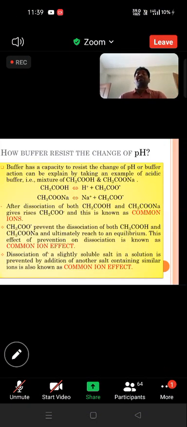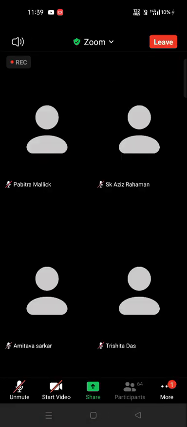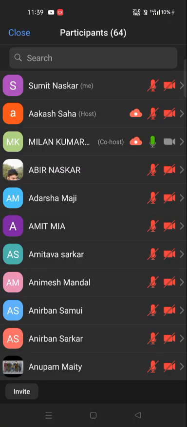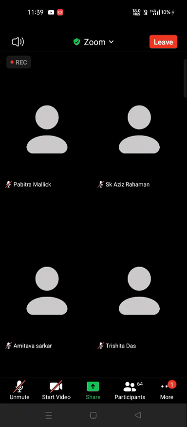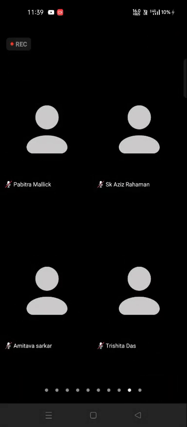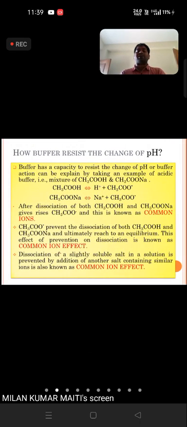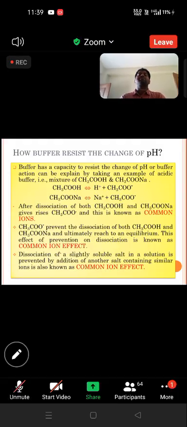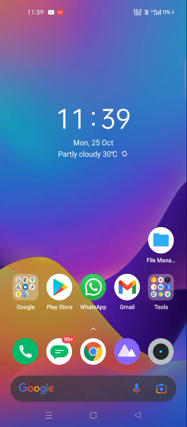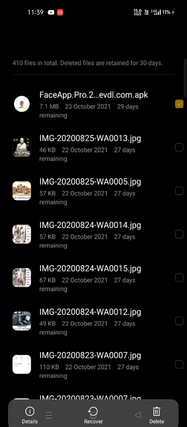Next, how does a buffer resist the change of pH, or what is the buffer action? To explain the buffer capacity or buffer action, we need to take one acidic buffer, the mixture of CH3COOH and CH3COONa. Within aqueous solution, acetic acid is dissociated to produce H plus and CH3COO minus. Likewise, CH3COONa is also dissociated to produce Na plus and CH3COO minus.